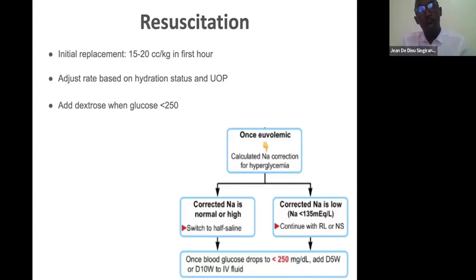Also, in addition to that, in DKA, even if we start with fluid resuscitation, we measure glycemia every 1 hour. When you find the glycemia is below 250 milligram per deciliter, you don't give half normal saline or Ringer's lactate. At that time, we need to add a dextrose solution. It is recommended to use dextrose 5% plus half normal saline. And when the patient is euvolemic, you can give it at 200 ml per hour.